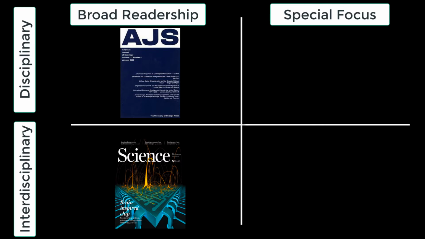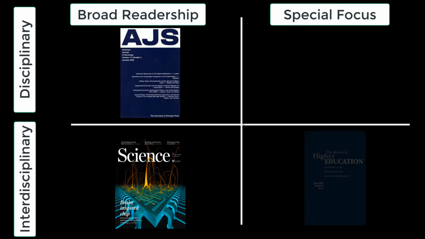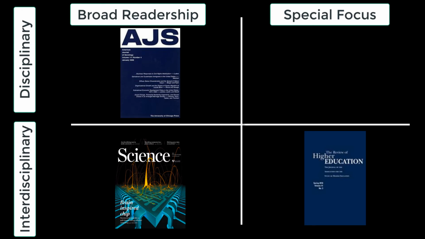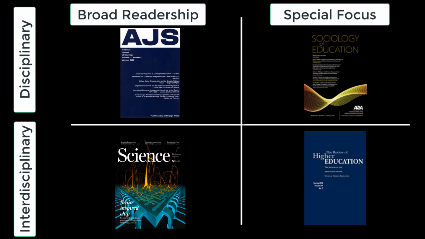And then there's special focus. So let's take higher education. There's a journal called the Review of Higher Ed, and they'll publish all different types of disciplines. You could be an anthropologist, a historian, a political scientist, an economist. Anybody might publish in there, but all the articles are about higher ed. Then there's the last kind that is both disciplinary and special focus. Take this journal called Sociology of Education. Not only is it only sociology, but it's also articles only about education.